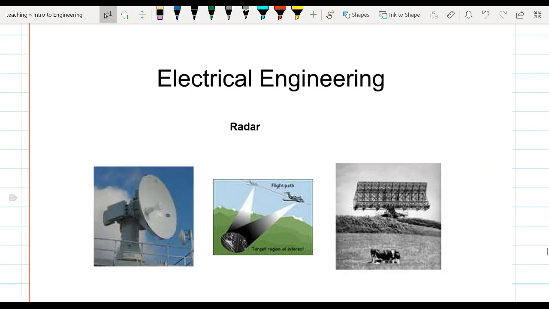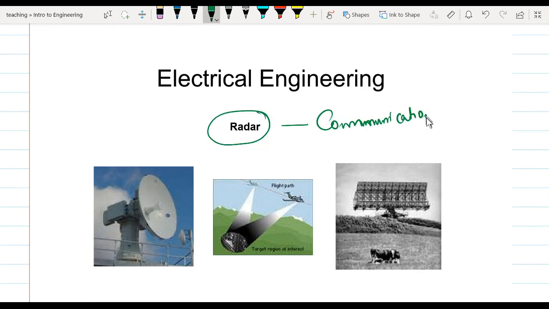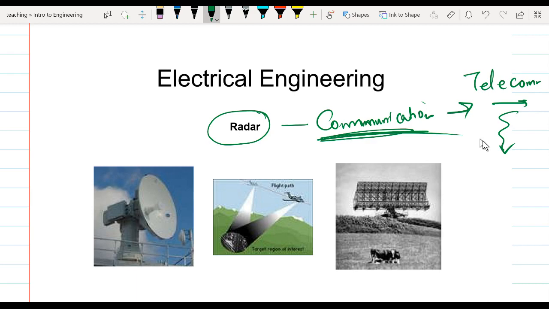And I have said over and over again that communication is a huge branch of electrical engineering that falls under telecommunication engineering. Telecommunication engineers deal hugely with the communication aspect of electrical engineering. They will not deal with power generation, but with how signals are sent. Here we have a radar or a big antenna, and how they communicate.